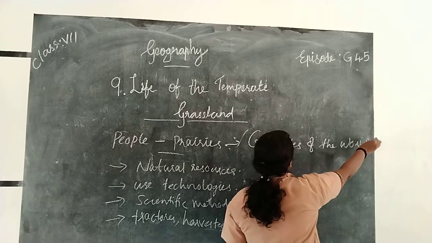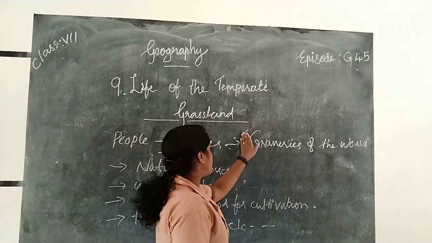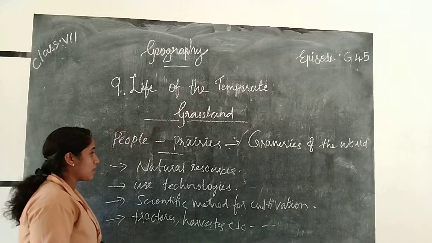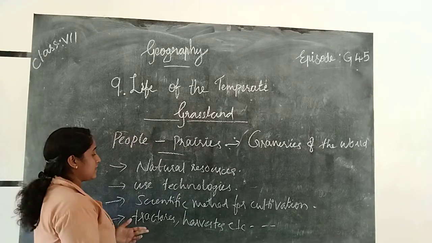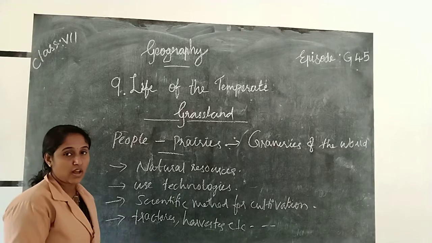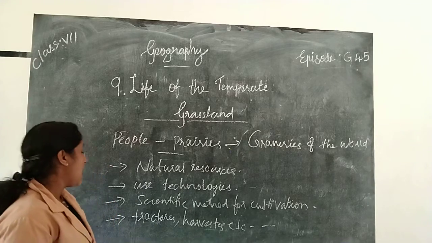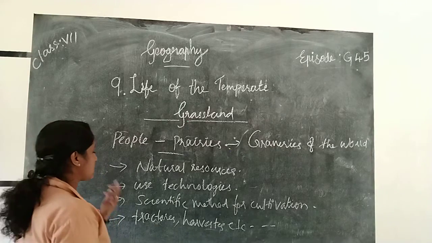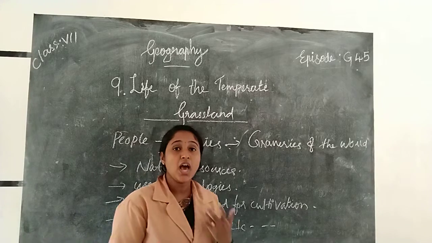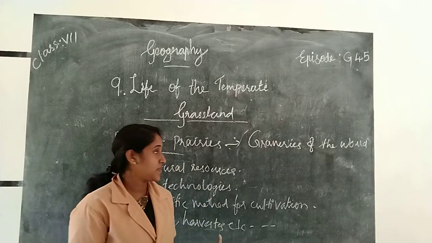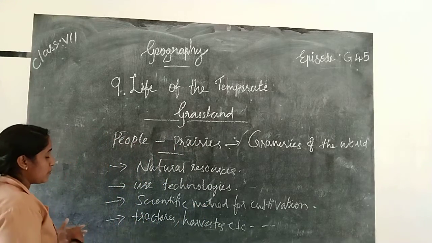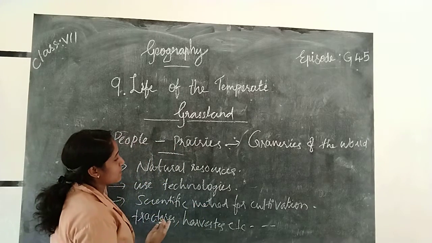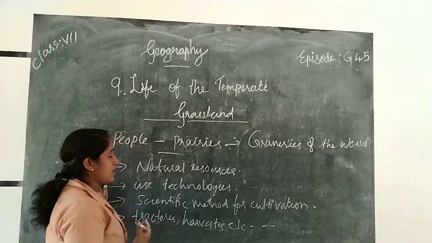Because of the proper agriculture activities, they cultivate several kinds of crops in a proper way. They use scientific methods for cultivation and new technologies for harvesting, and they also use tractors, harvesters, machines, etc. in their cultivation activities. So we know that food production has increased remarkably in such areas because of this effect.